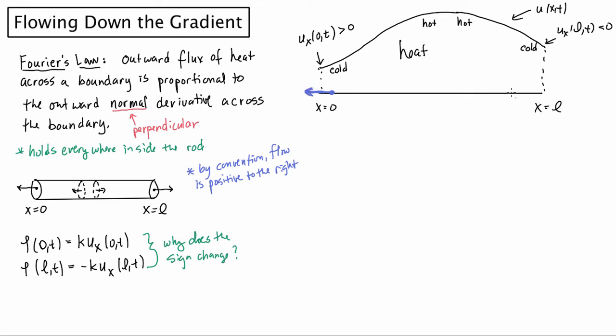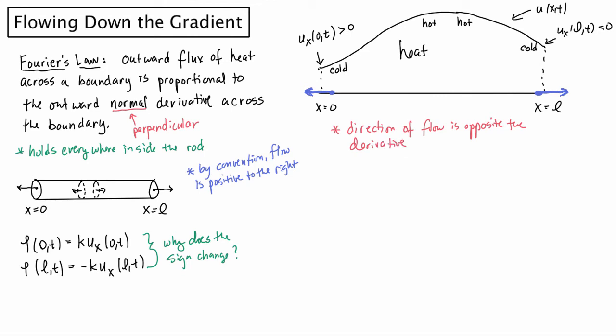So it's going to flow from hot to cold, and the flow in this direction is also going to be flowing out that way. What I want you to notice here is that the direction of the flow is opposite of the derivative. So let me go ahead and write that down. The direction of the flow is opposite of the derivative.